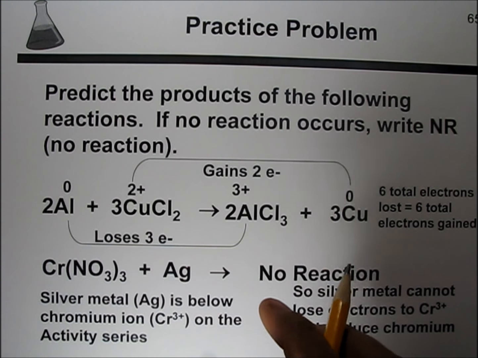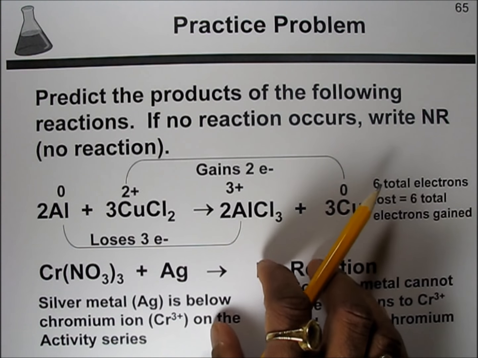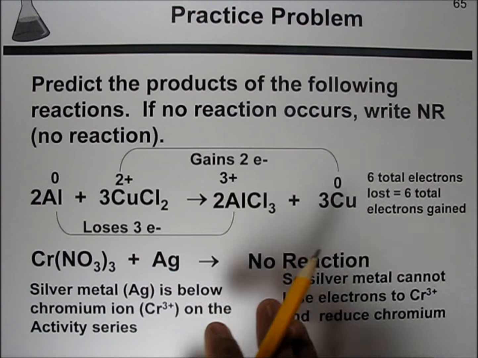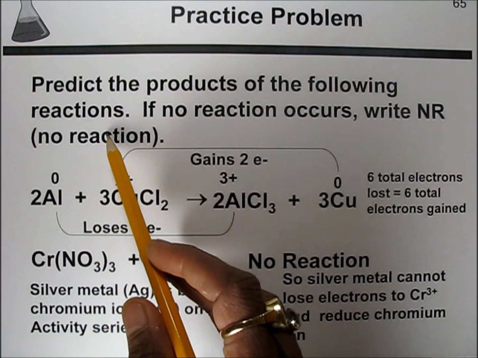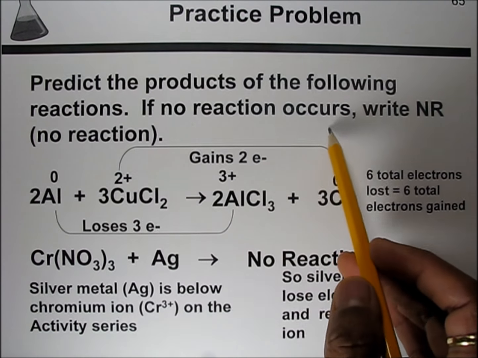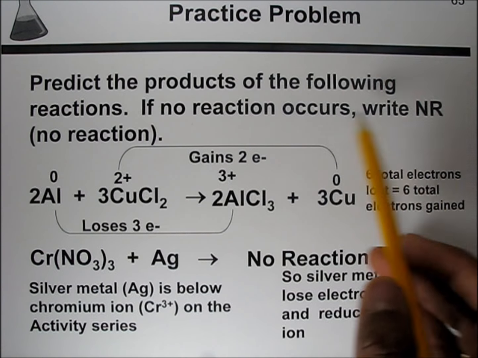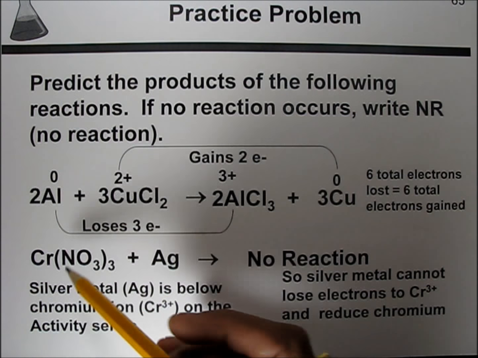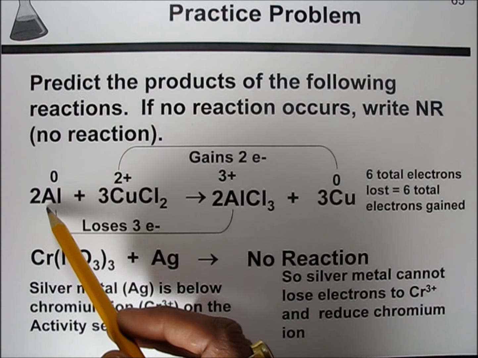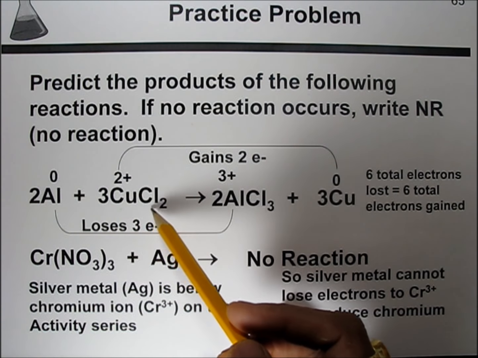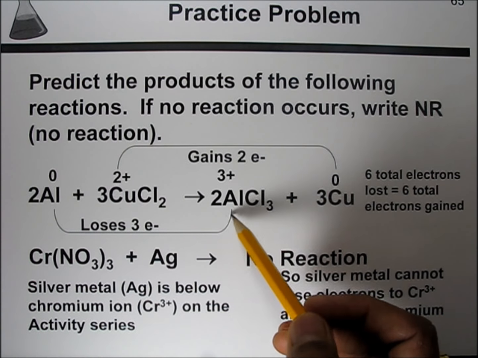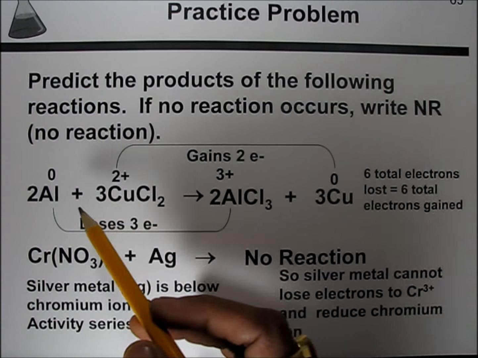Let's see another practice problem in oxidation and reduction reactions. Predict the product of the following reaction. If no reaction occurs, write NR, no reaction. So here is aluminum. When it reacts with copper chloride, it forms aluminum chloride and copper 0.